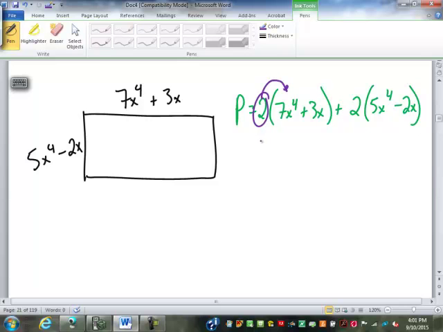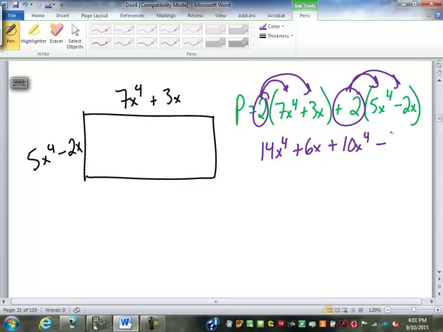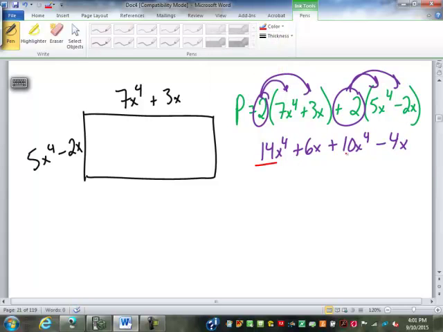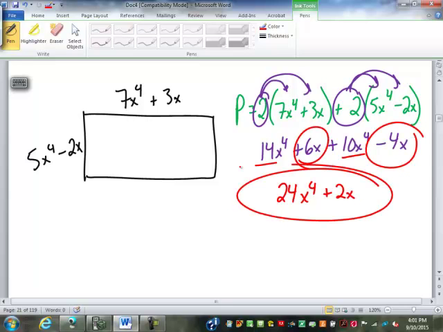2 times 7x to the 4th is 14x to the 4th. 2 times 3x is 6x. This is a positive 2, so it's just 2 times 5x to the 4th, positive 10x to the 4th. And 2 times negative 2x is negative 4x. And then 14 and 10x to the 4th make 24x to the 4th. 6x, negative 4x, 2x. There we go. Questions?